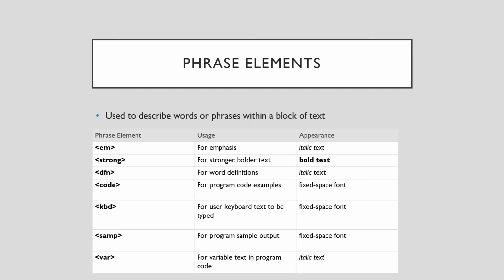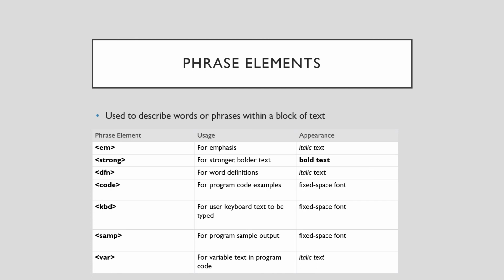Phrase elements, as I just mentioned, are used to describe words or phrases within a block of text. Okay, you have text level elements and you have phrase elements. Phrase elements do words or phrases within the text. So we have the emphasis, the strong, the DFN for definitions. That makes it italics.